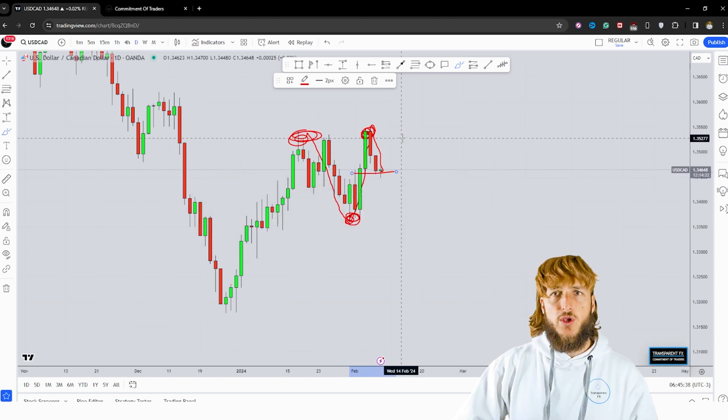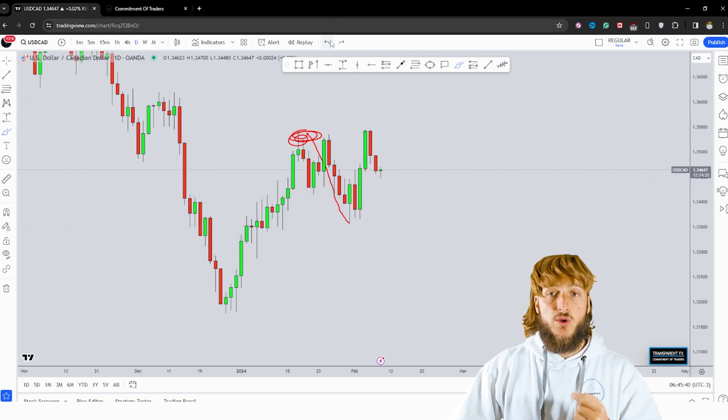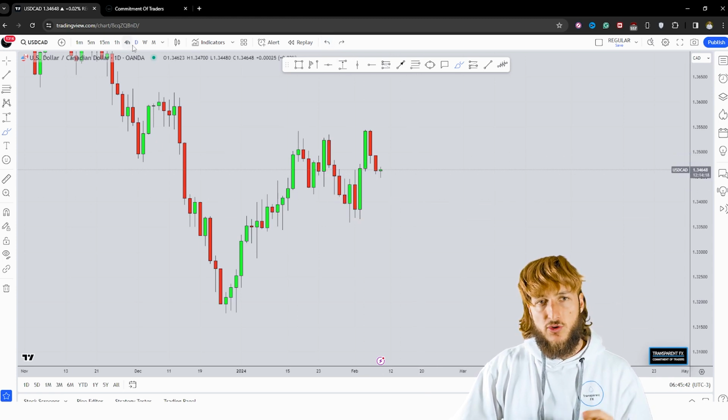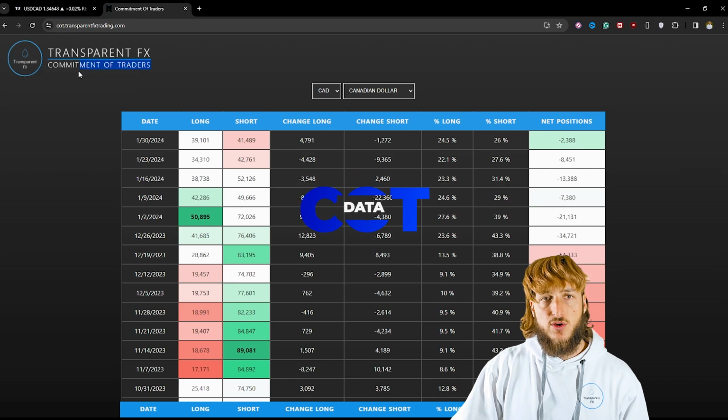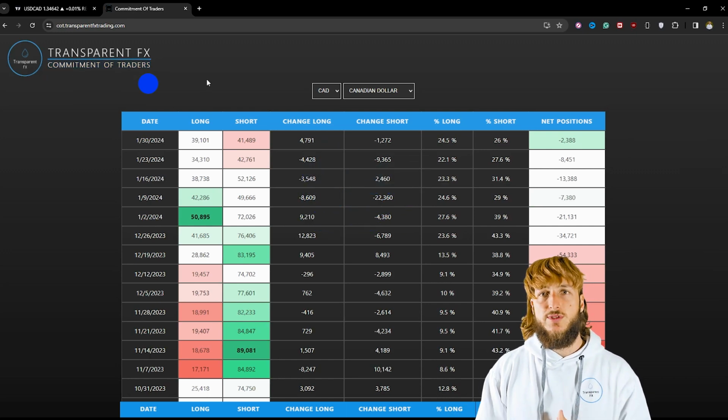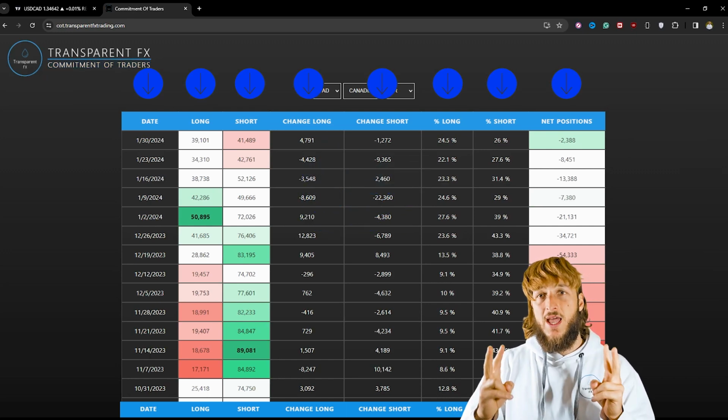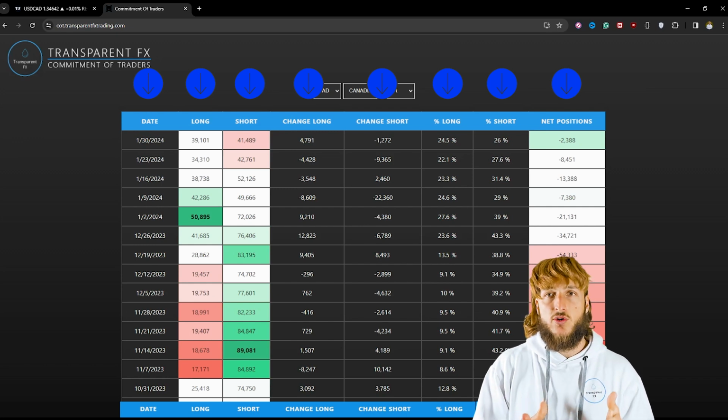But before we continue with the analysis, going deeper from a technical perspective here on the daily time frame, first, let's go and see what we have when it comes to the commitment of traders, so the COT data, so essentially what hedge funds and the big players in the market are currently doing.